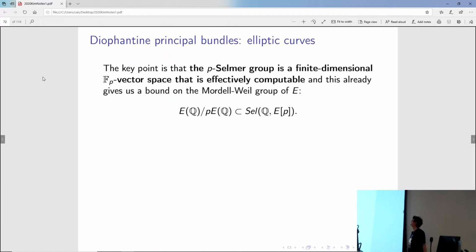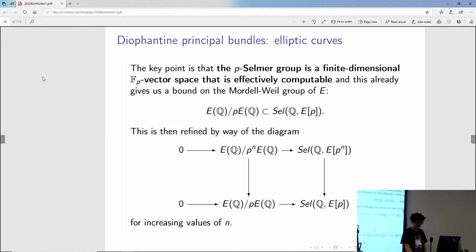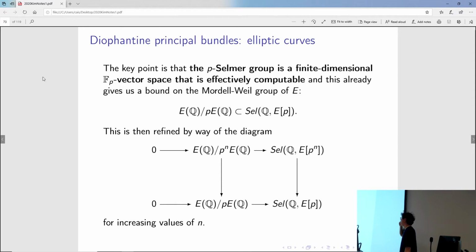But again, I'm repeating what Bjorn said, the key point is that this p-Selmer group is actually a finite dimensional F_p vector space that's effectively computable, and this gives a bound on the Mordell-Weil group, which can then be refined by this p^n Selmer group, which Bjorn also discussed. That is to say, if you're interested in what part of this actually comes from points, well, this map here is clearly surjective, so anything that comes from points here also has to lift to the p^n Selmer group. So you keep increasing p^n and more refine the potential for a cohomology class to come from points.